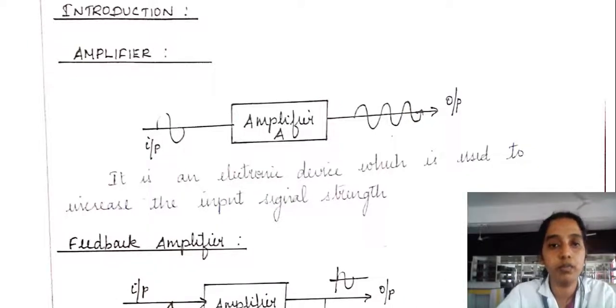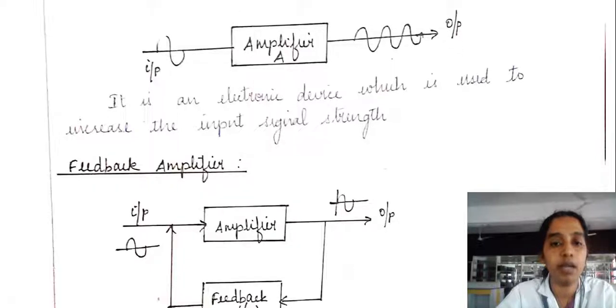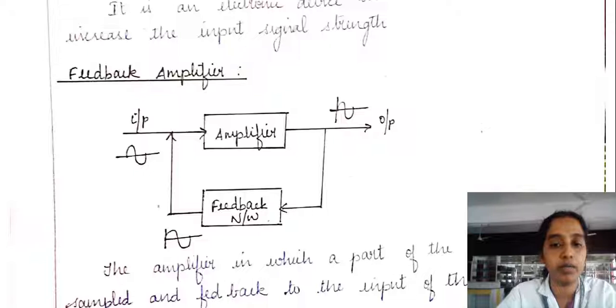Good morning everyone. Let us now see what an amplifier is. An amplifier is an electronic circuit which is used to increase the signal strength. So if the strength of the signal is very weak, we are able to amplify the signal by sending the signal into an amplifier. So what is a feedback amplifier?